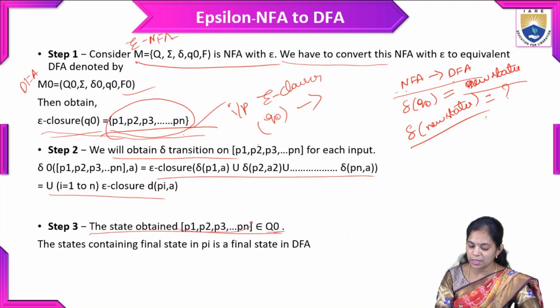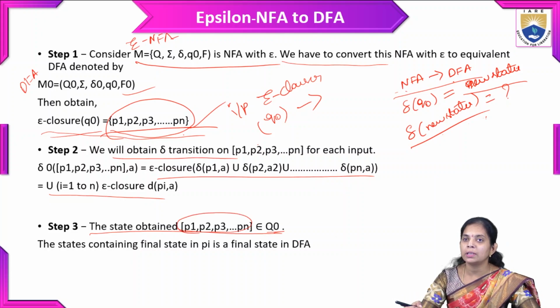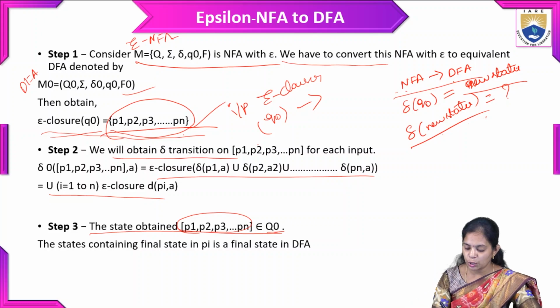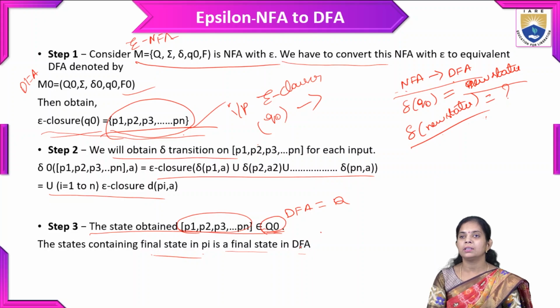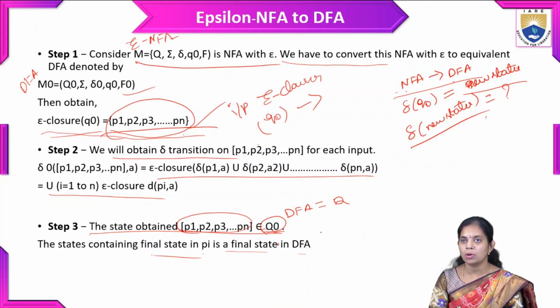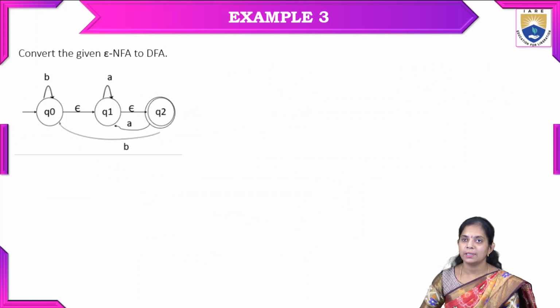Whatever states we find at the end, those new states are named Q', the DFA's Q, the finite set of states. The states containing the final state are the final states in the DFA. So this is about epsilon NFA to DFA, and we will discuss it with an example.